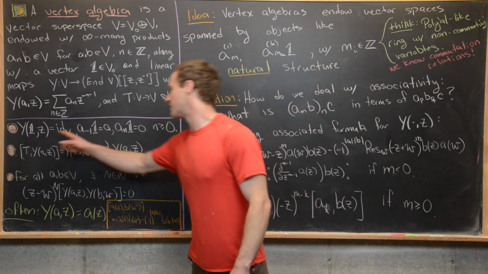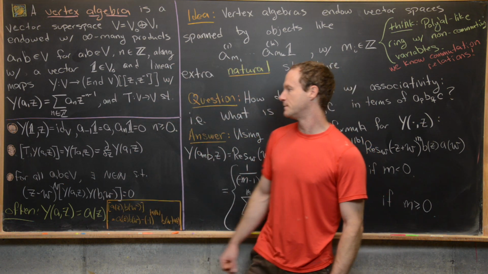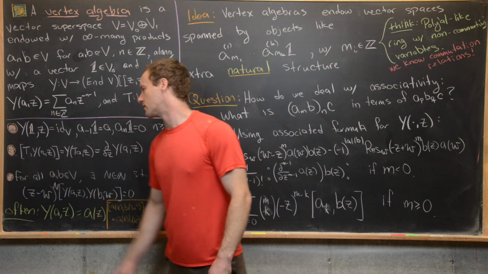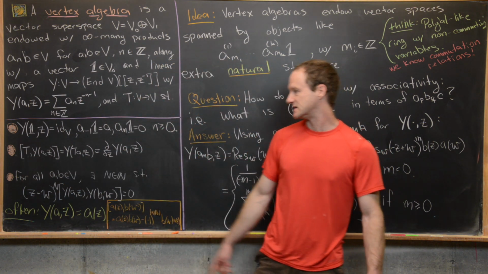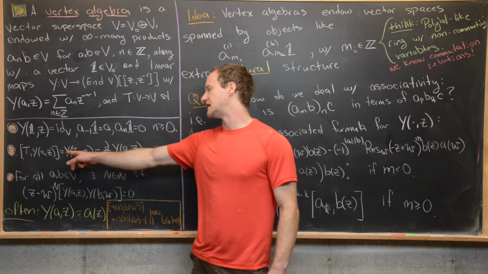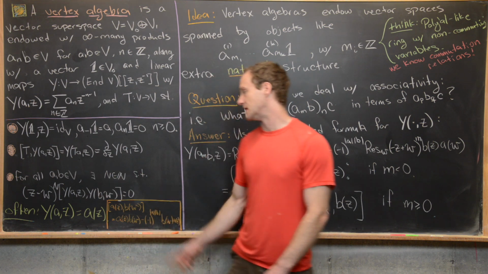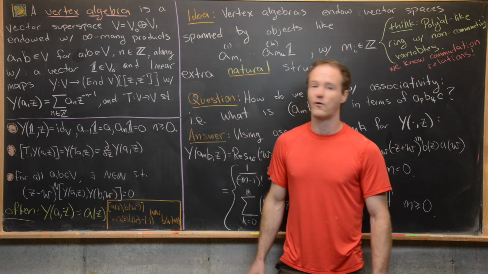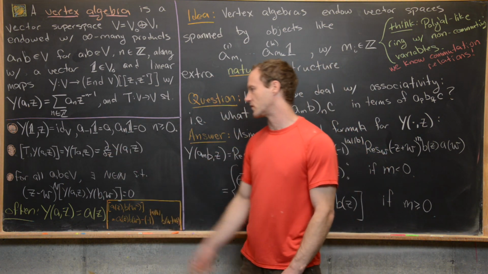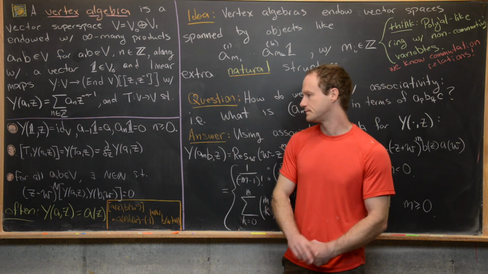And then next we've got this rule involving the translation operator and the vertex operator. The commutator of T with Y(a, z) is the same thing as what we get if we compose T inside of Y, in other words Y(Ta, z), but that's the same thing as taking the formal partial derivative of the vertex operator with respect to z. So that's cool.